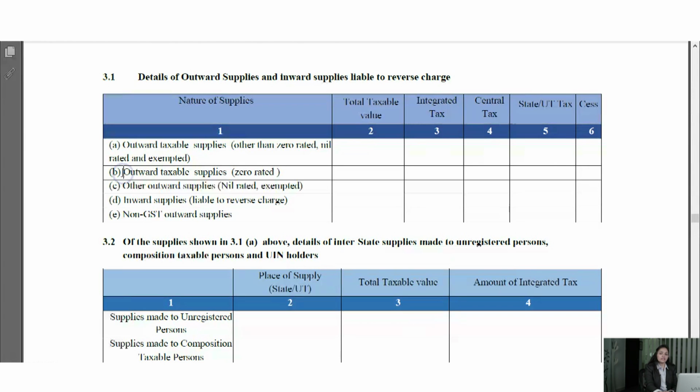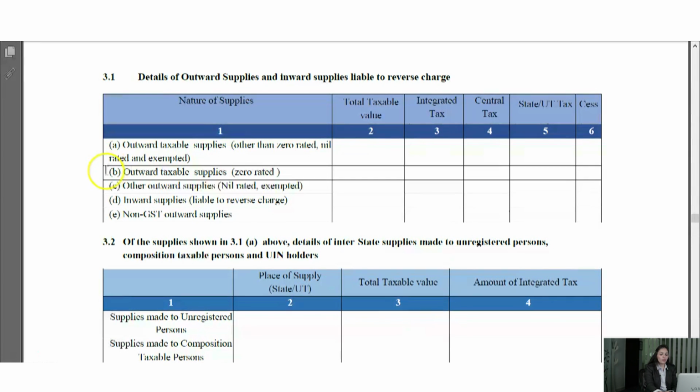The taxable value to be shown in point number 2 shall be the total taxable outward supplies made to registered suppliers, unregistered suppliers, composition dealers and UIN holders.